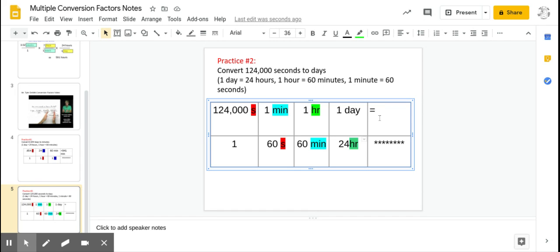And I'm going to check my answer again. I'll do it again. 124,000 divided by 60, divided by 60, divided by 24. And I get a 1.4. Notice my measurement only has 3 significant figures there. So I'm going to round this to 1.43. And then the label there is going to be days.